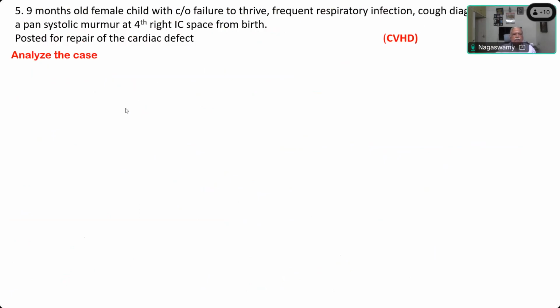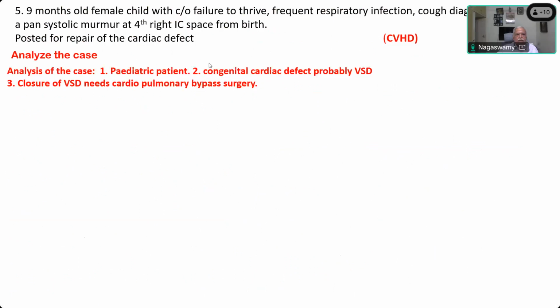So, analyze the case. Pediatric patient with congenital heart disease posted for cardiac surgery. Okay. So pediatric patient, congenital cardiac defect, probably a VSD. Closure of VSD means cardiopulmonary bypass surgery. It's an open heart procedure.